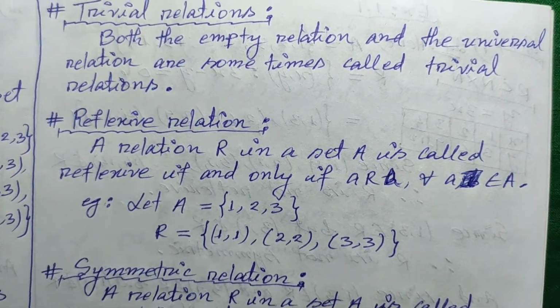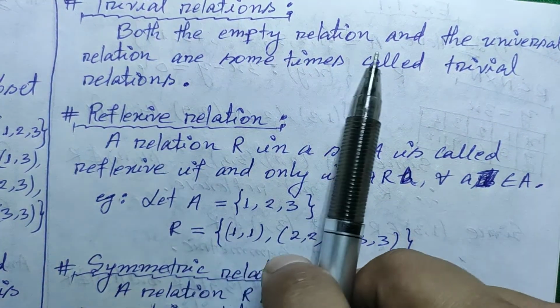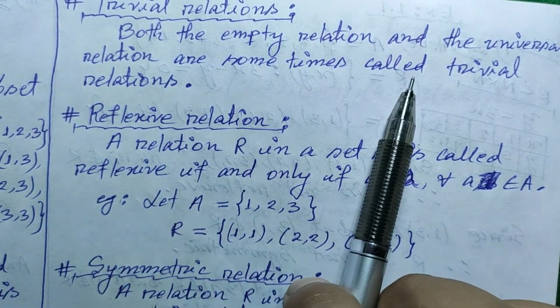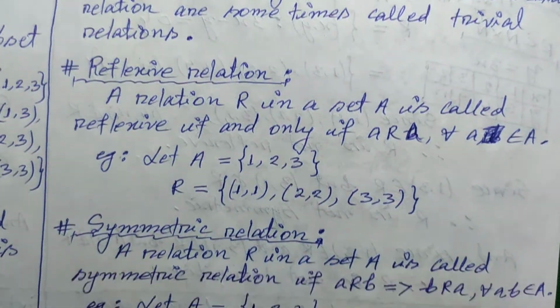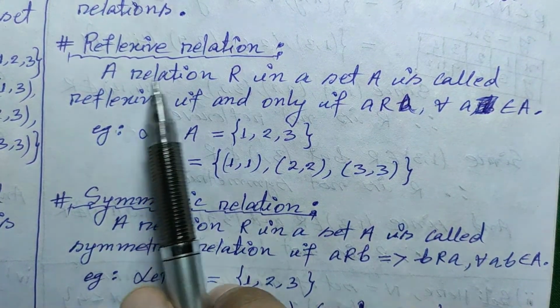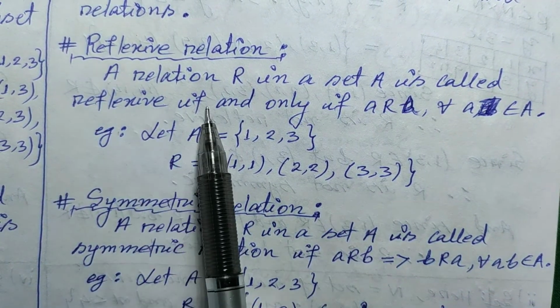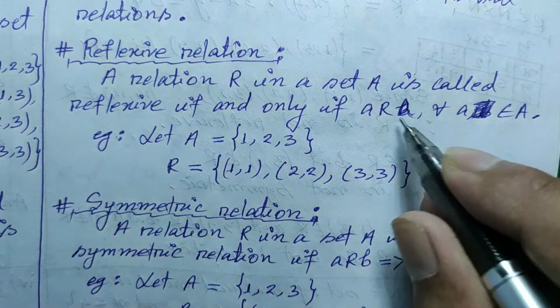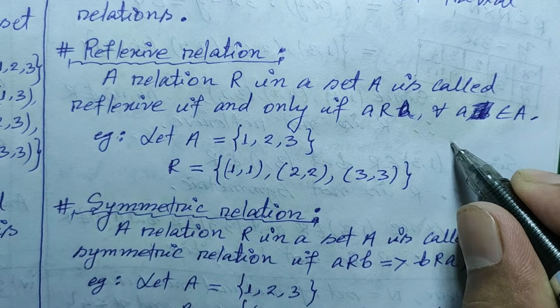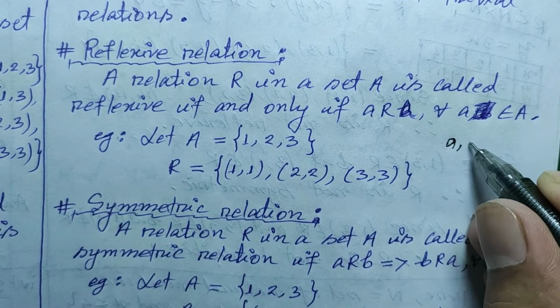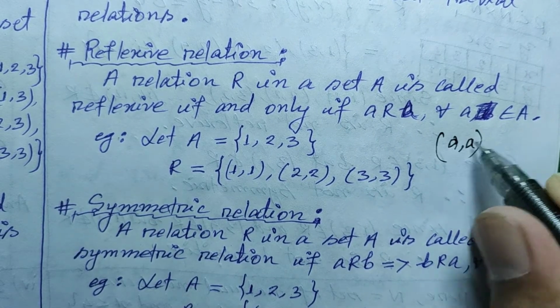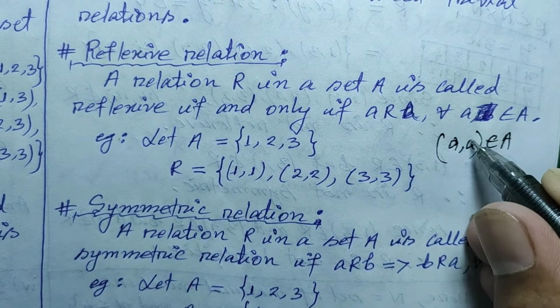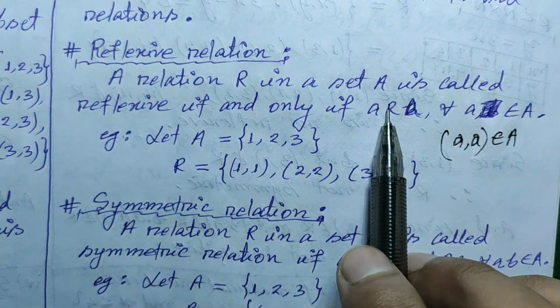Next, what is trivial relation? Both empty relation and universal relation are sometimes called trivial relation. Then, reflexive relation. A relation R in a set A is called reflexive if and only if A is related to A for every A belongs to A. And we can write it as (a, a) belongs to R, instead of this.